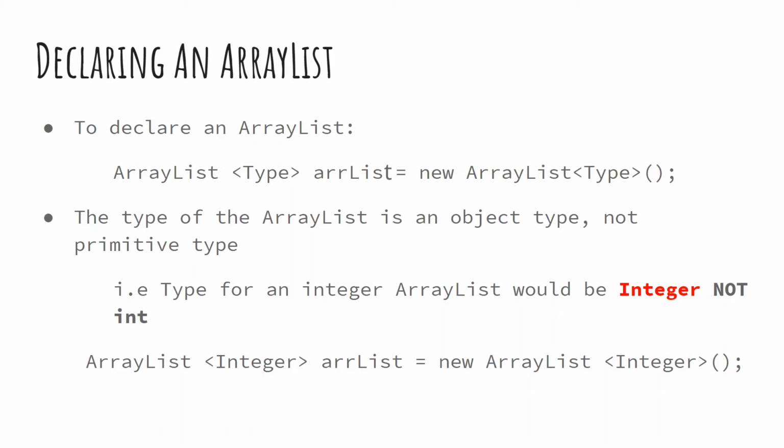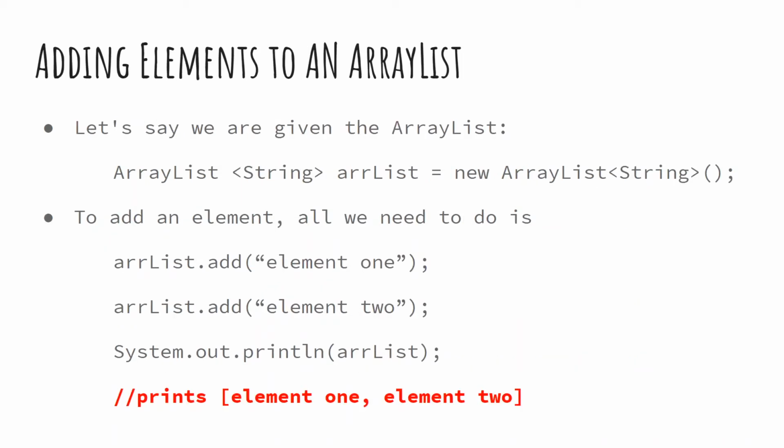So, for example, if you want to create an integer ArrayList, you would use the Integer class and the Integer objects, not an int primitive type. So in this example, we have ArrayList, angle braces, Integer, RList equals new ArrayList, angle braces, Integer, and then the parentheses. If we want to add elements to an ArrayList, we can simply use the add method.